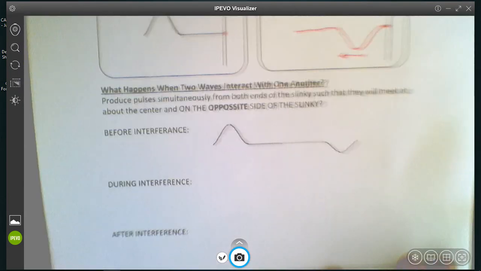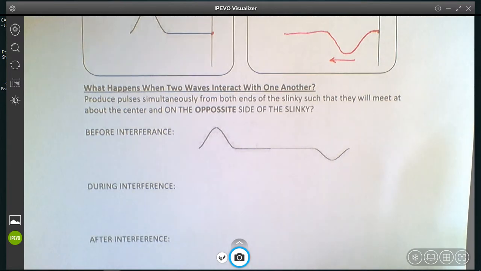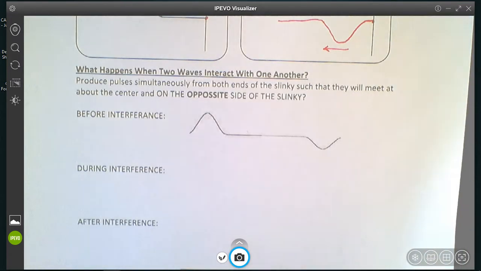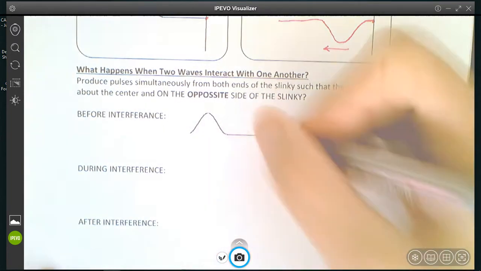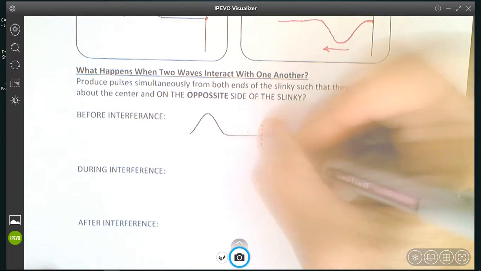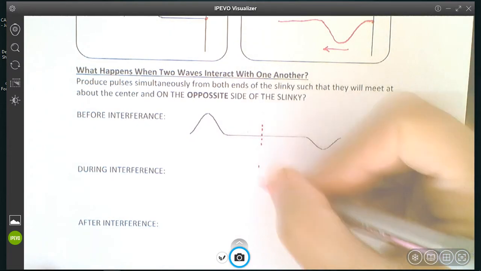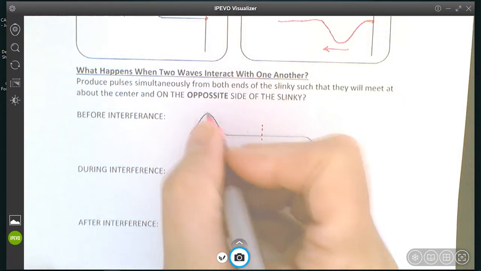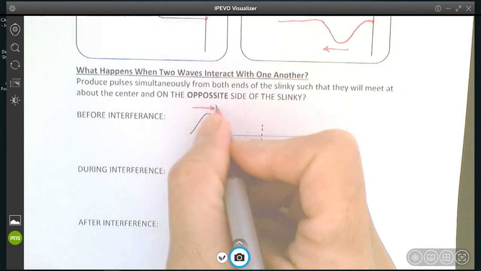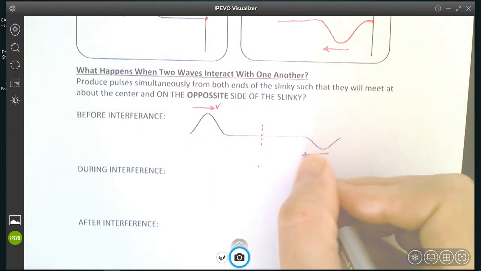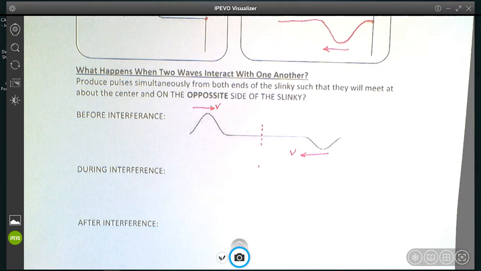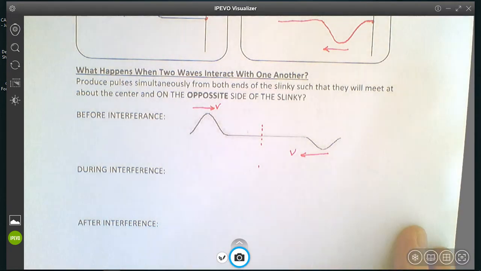Then what we learned about was what happens when waves interact with one another. In class, we would have had two slinkies set up and there's a boundary right there. And we have one wave that goes in this direction at this speed and one wave that goes in the other direction at the same speed. Remember, they have to be at the same speed because they're in the same material.